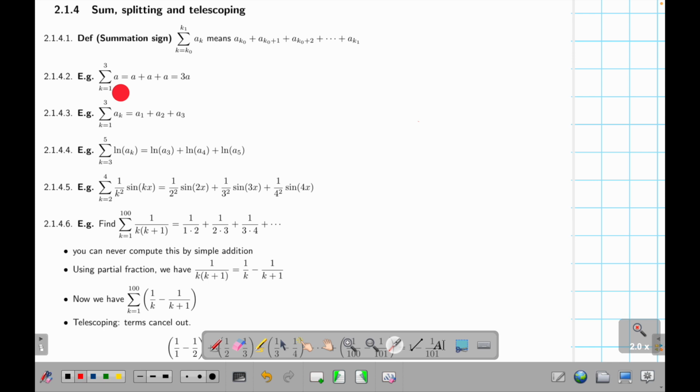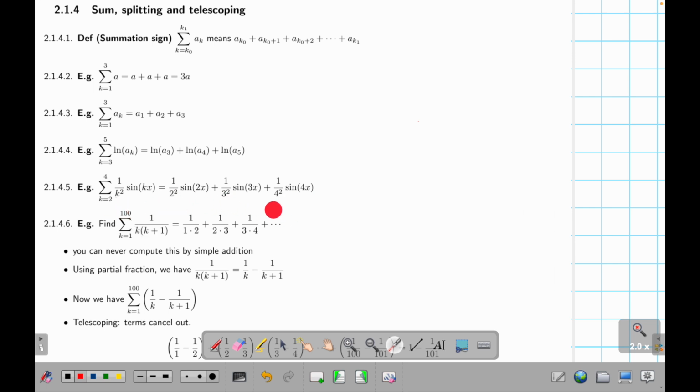For example, if you have this, there's no subscript. So that means you repeatedly add A 3 times from 1 to 3. And if you have A_k, that means the k has to change. So you have A1 plus A2 plus A3. You can add stuff on here. So for example, you have log A_k from 3 to 5, then you have log A3 plus log A4 plus log A5.